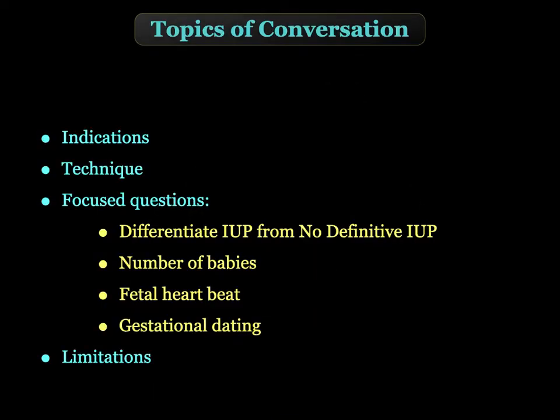The topics of conversation will include the indications, the technique, the focus questions that we ask every time we perform a transabdominal OB ultrasound, including how to differentiate an IUP or intrauterine pregnancy from no definitive intrauterine pregnancy, the number of babies, the fetal heartbeat, and how to calculate the gestational age. We'll also touch briefly on some of the limitations of point-of-care transabdominal OB ultrasound.